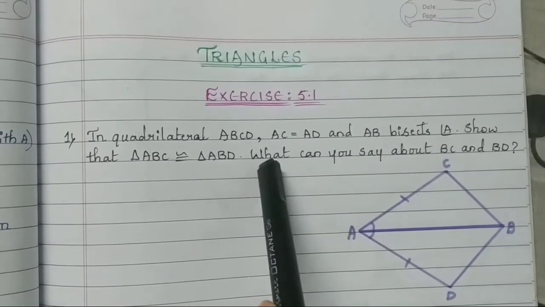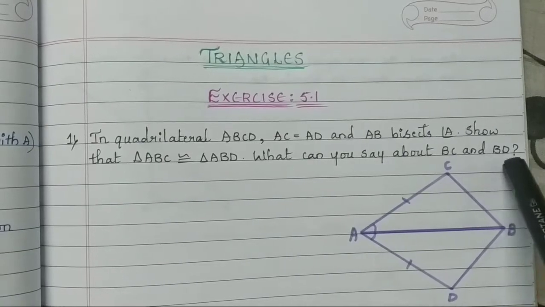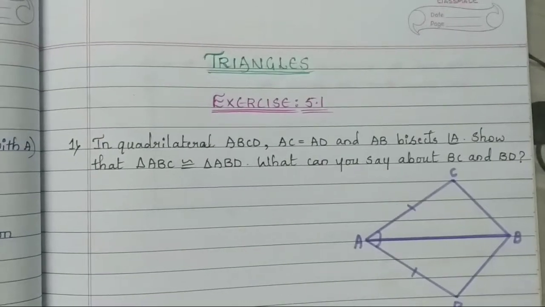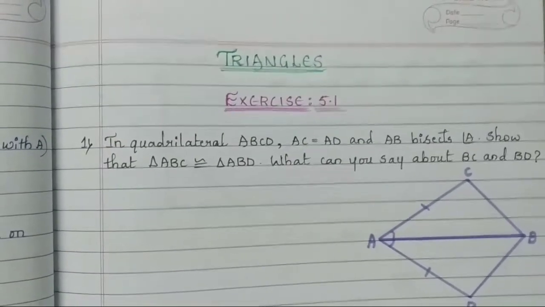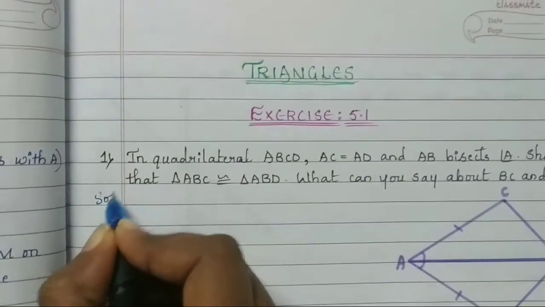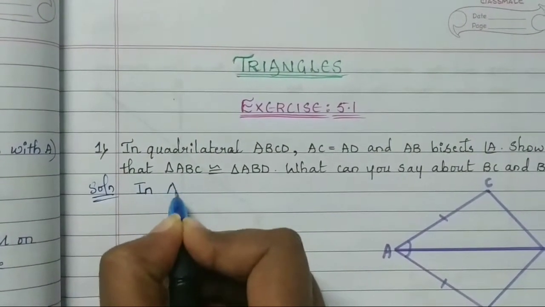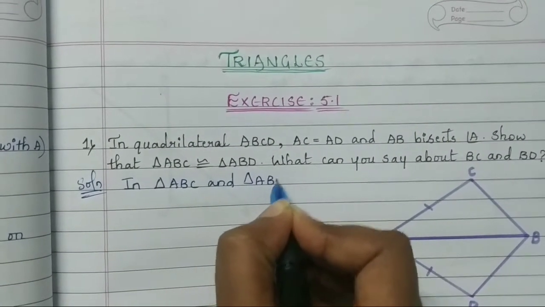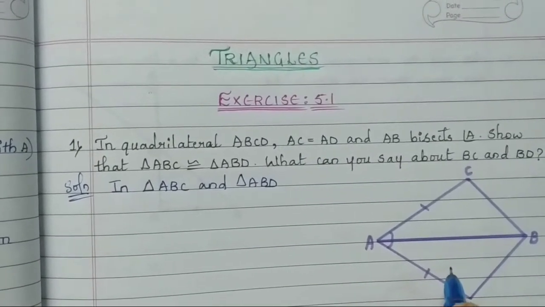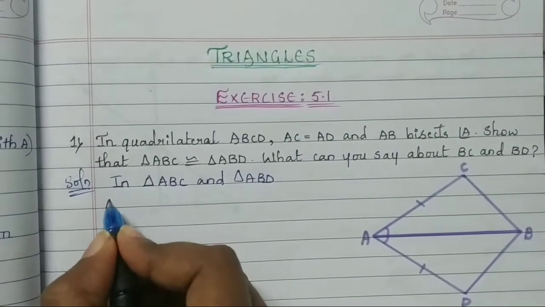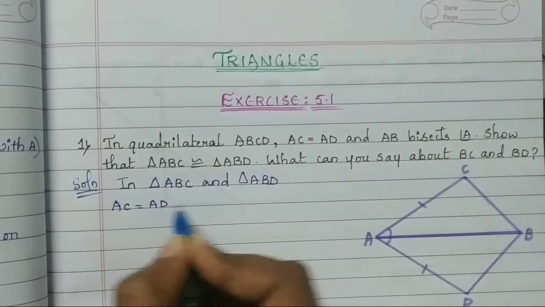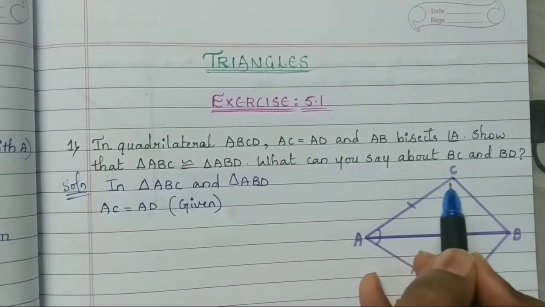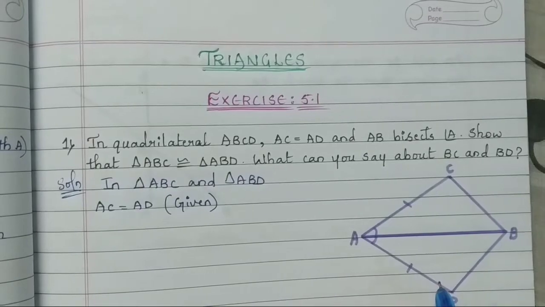Then one more question is asked: what can you say about BC and BD? So let's start with the answer. The first thing we have to write is, in triangle ABC and triangle ABD, we have to take these two triangles. So what is given? AC is equal to AD is already given, as you can see here.